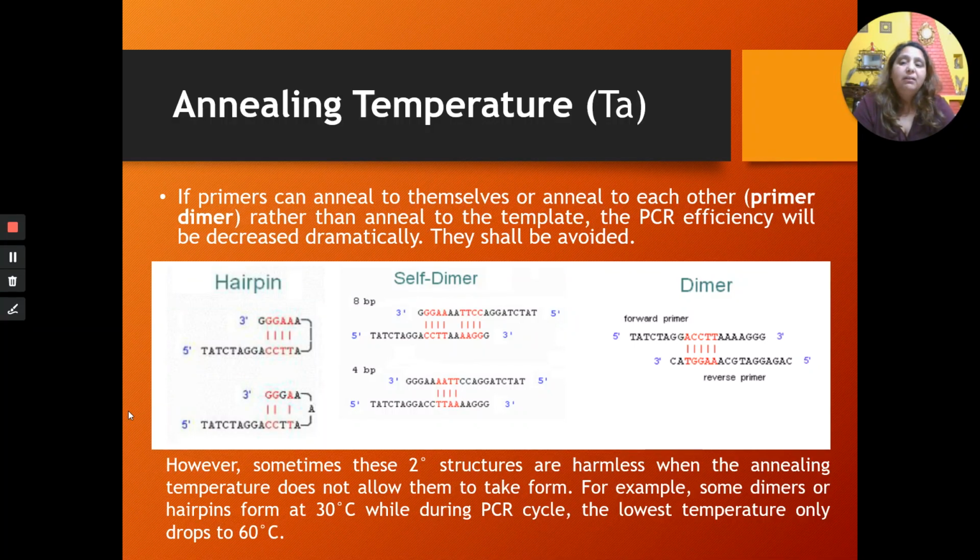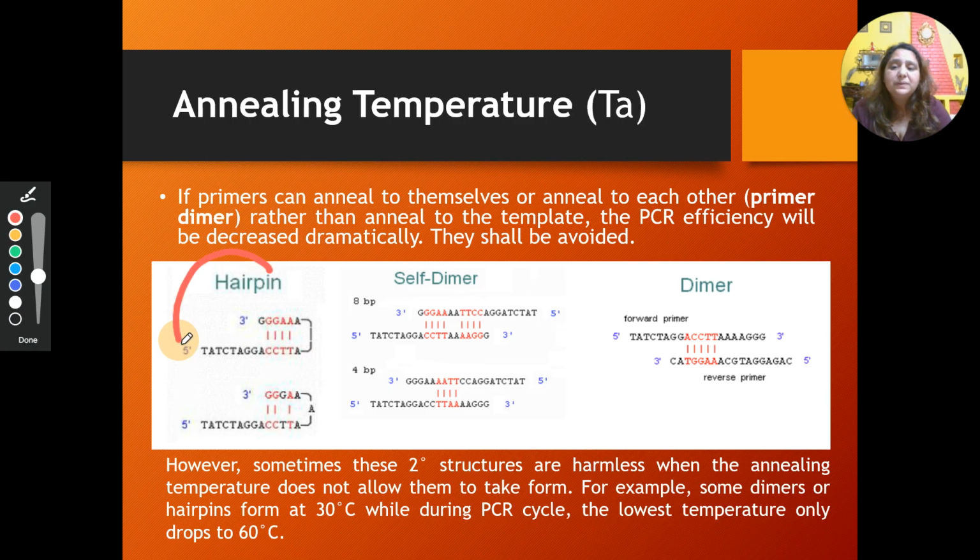Possibility is there, there is a probability. क्या होता है, depending upon the sequence of the primer, there is a probability कि primer अपने आप में ही bind कर जाएं. Okay, कि rather than they annealing to the template, they can anneal to themselves also. So this happens, and this results in the formation of certain structures such as the hairpin. As you can see over here, it leads to the formation of the hairpin loops.